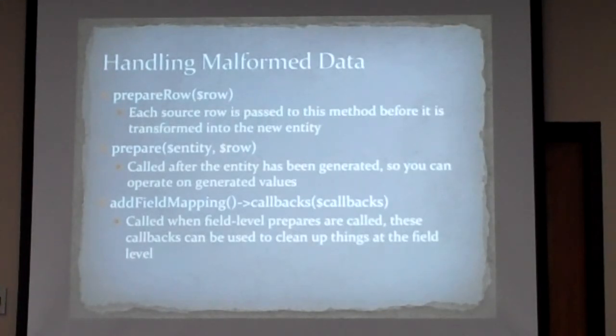And then the last one is add field mapping callbacks. When you're defining a field mapping, you can say, hey, when you do this map, I want you to call these functions. That pretty much operates the same as prepareRow, except you can have it in encapsulated methods, and it's a little bit cleaner that way. But functionally, these are all pretty equivalent. They just happen at different points of migration.